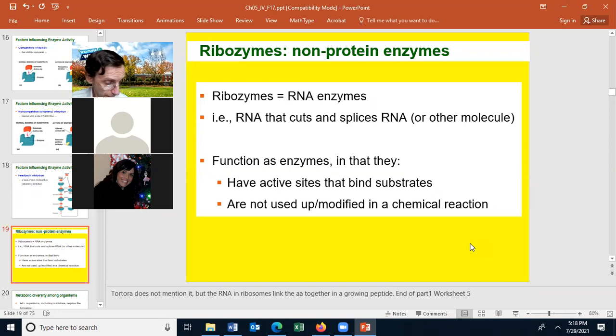And in aerobic respiration, the ribosome does that. Well, that's the RNA part of the ribosome that does that, removes the amino acid from the tRNA and then links it to the growing polypeptide chain. That is the only ribozyme that we will discuss in this class. Okay? Any questions about that? All right.